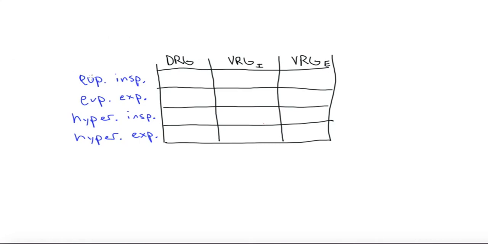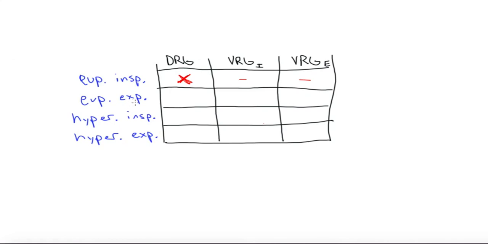Well, eupnic inhalation is breathing in at rest, right? The DRG contains only inspiratory neurons. It's eupnic, so we don't need the VRG. Remember, the VRG is for hyperpnea only, so we already know that's not going to be active here at all. So the DRG is the only center active during eupnic inspiration, right?